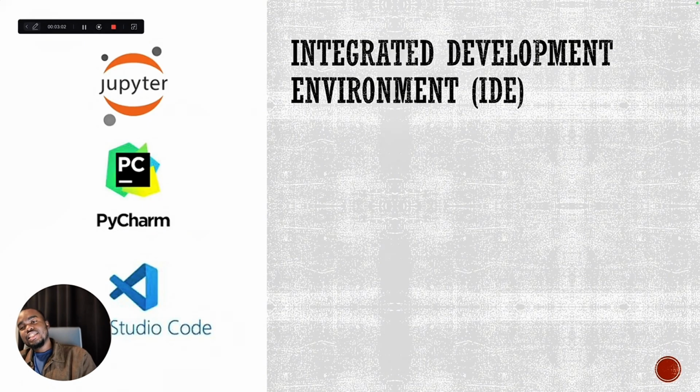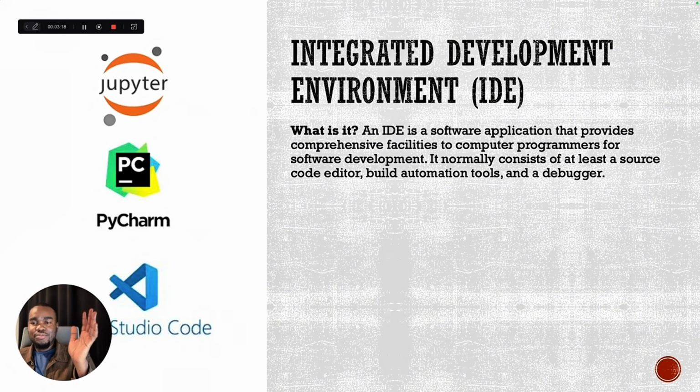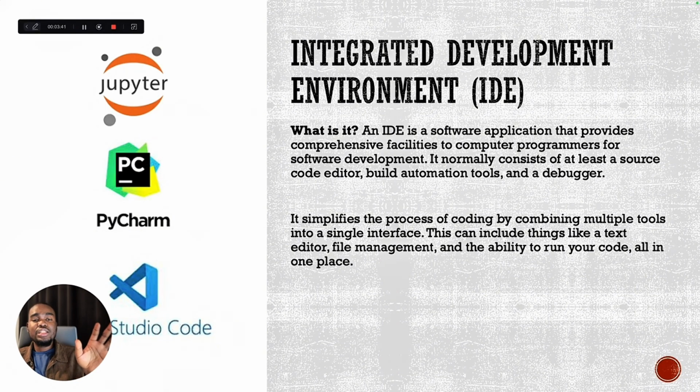Now, IDEs. You might have heard this somewhere or not, but what is an IDE? It is an integrated development environment. Now, an IDE is an application. It provides a comprehensive facility for computer programmers to do their software development. Now, it consists of source code editors, build automation tools, and also a debugger. That is just a general perspective of it. Now, it simplifies the process of coding by combining multiple tools into a single interface. It is just for ease of use.